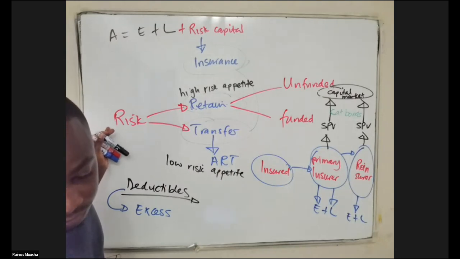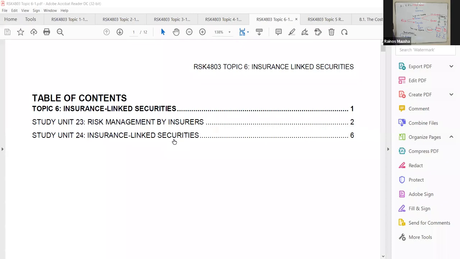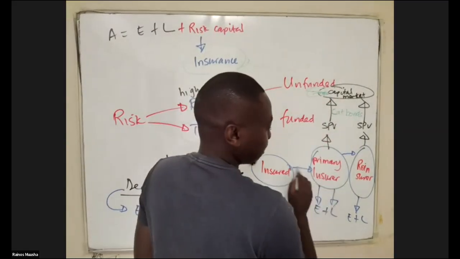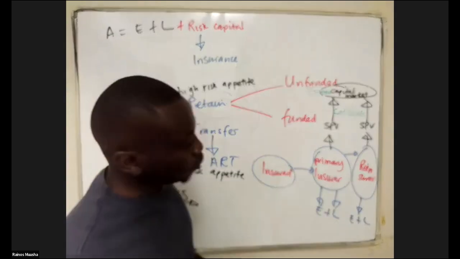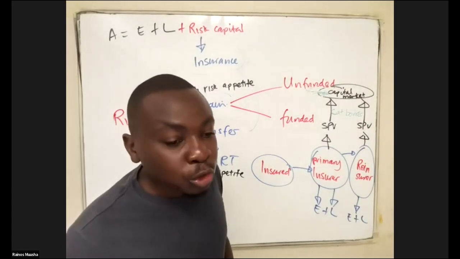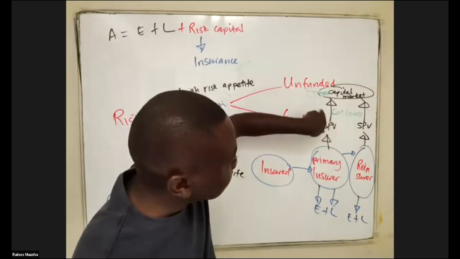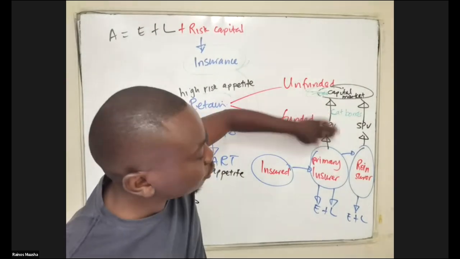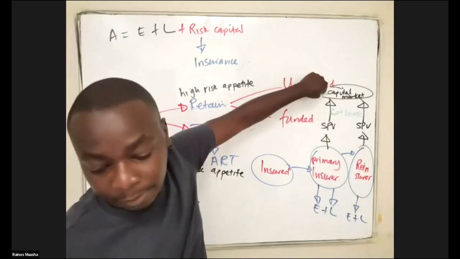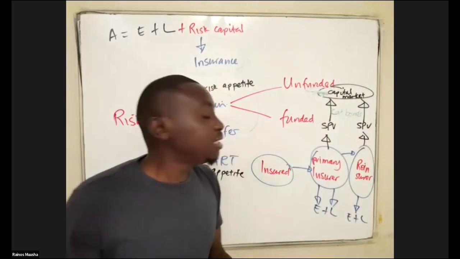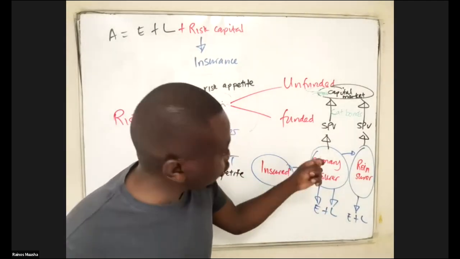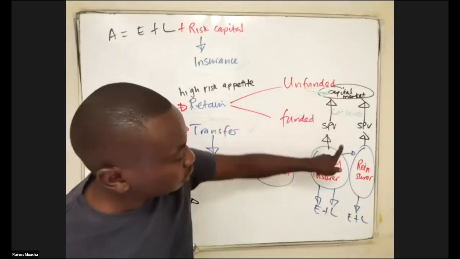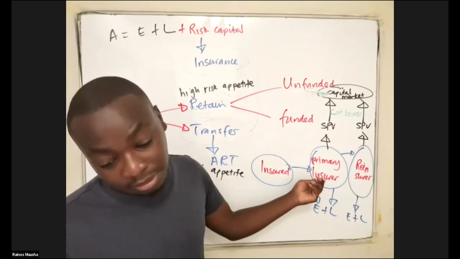Then study unit 24 looks at insurance linked securities. Now, remember we said there is a link between the capital market and the insurance market as well. So in study unit 24, we are going to be analyzing what these insurance securities are, which are linked to insurance and issued in the capital markets, by the special purpose vehicles, so that they can be used as a source of financing for the insurers as well.